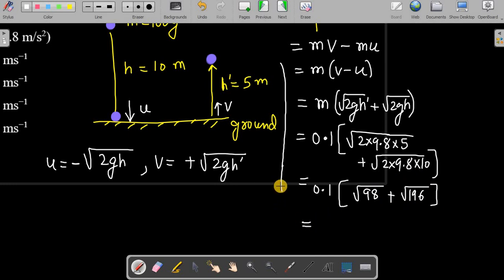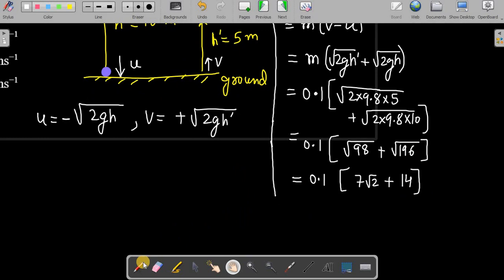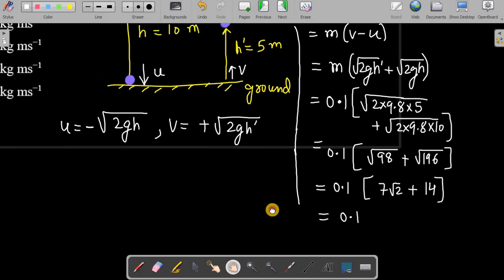Let's calculate how much it will be. 0.1, and of course 98 means 49 into 2, so 7 root 2 will come, correct? And this is of course going to be how much? 14, right? This is going to be 14, because 14 is the square root of 196, right? So how much now are we going to get? 0.1.